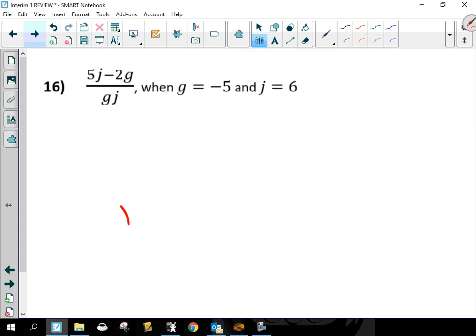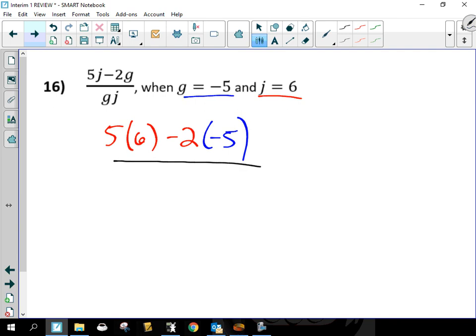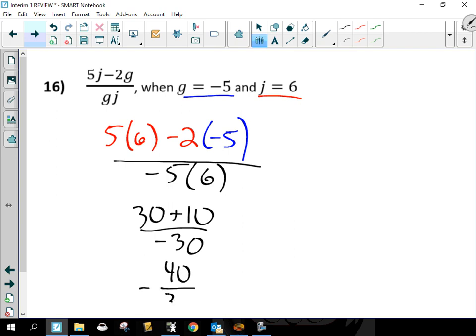So the next problem is we're going to plug in again. 5 times j, which is -6, minus 2 times g, which is -5, all over -5 times 6, which is -30. So that's -30 plus 10 over -30, which will give me -40 over 30, which is -4/3. If you did a decimal equivalent, that'd be -1.3 repeating.